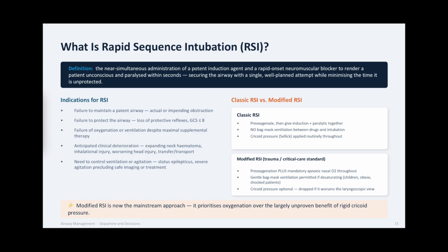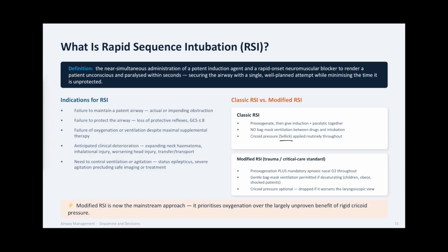Now let's look at the classical RSI and the modified RSI. What we do in classical RSI is pre-oxygenate the patient and then give induction plus paralysis together. In modified RSI, after you give the induction, you give apneic breaths, or you oxygenate the patient for some time, and then you give the paralytic. No bag mask ventilation between the drugs and the induction.